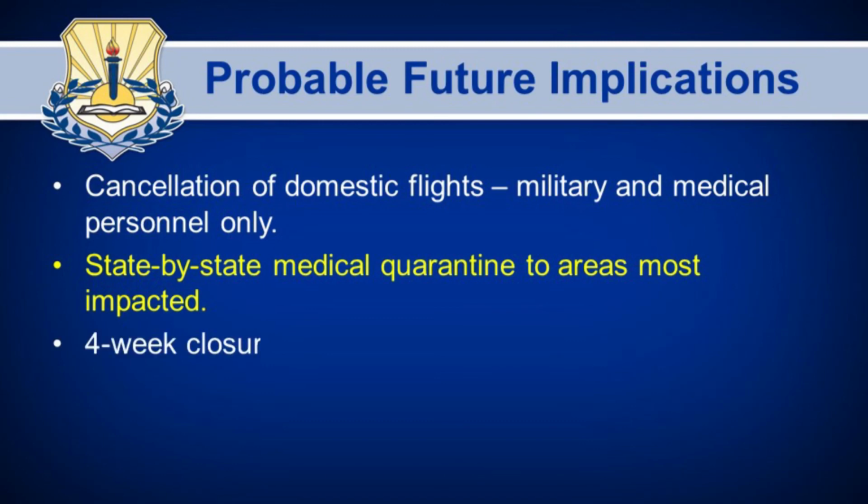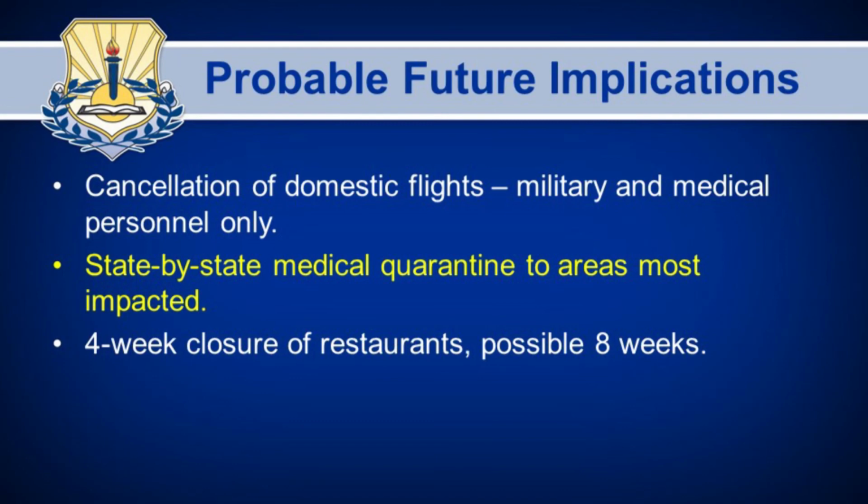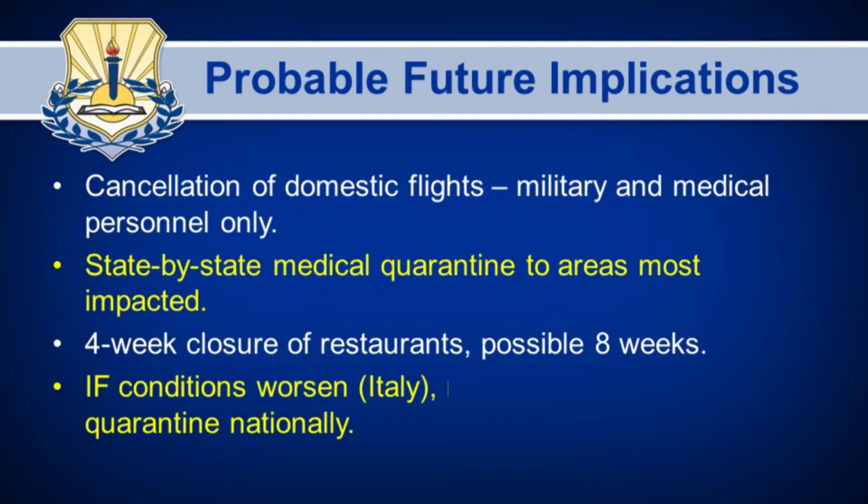We can see a possible 4-week closure of restaurants and possibly 8 weeks of closure. It just depends on the strain of the virus. It depends on the situations at hand. If conditions worsen, such as in Italy, then we're going to be looking at a mandatory 2-week quarantine nationally, not within the state, but nationally.